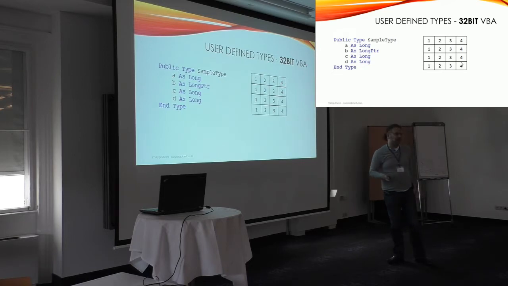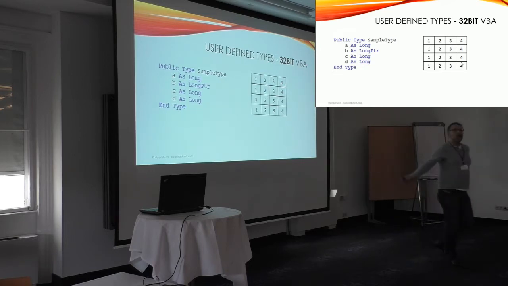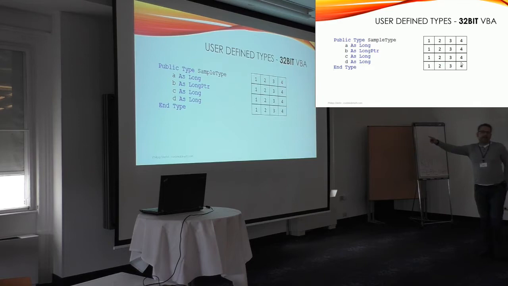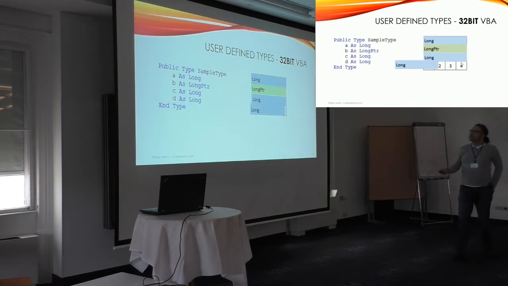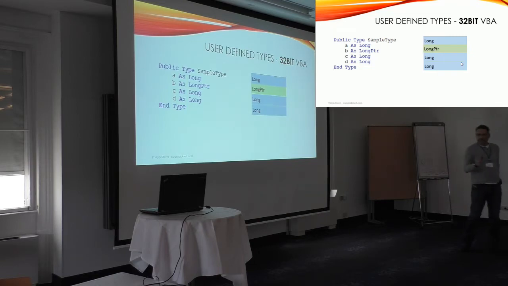On 32-bit, that is pretty easy. All the members will be arranged in 4-byte chunks, sequentially one after the other. That's the way it looks. There goes the long, then the long pointer. That is 4 bytes here as well, so it nicely fits in. Another long, and yet another long. So that is the memory filled for that type.